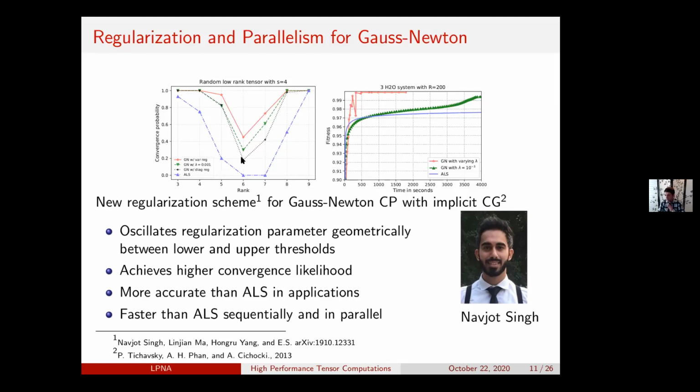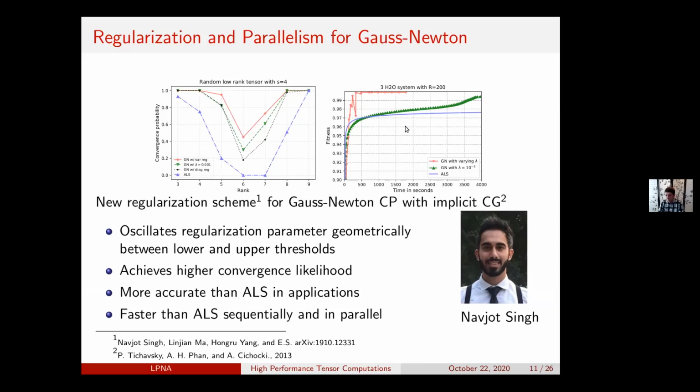This varying regularization scheme is a new idea that Navjot came up with, who is a PhD student in our group. The idea here is that we'll decrease the regularization parameter in a geometric fashion. And then once it hits a lower threshold, start increasing it in a geometric fashion until it hits an upper threshold, and so forth. So in a sense, we oscillate this parameter, and this allows us to do well in various regimes of optimization, because sometimes you want a small regularization, sometimes you want a large. By varying it, what we find is consistent progress and good accuracy, as well as higher probability of finding exact solutions.